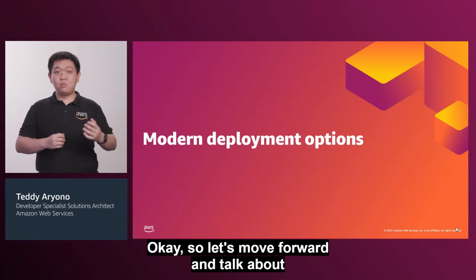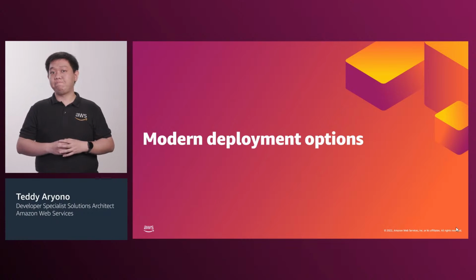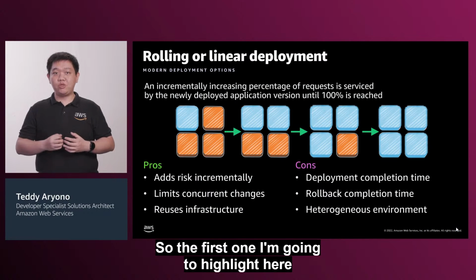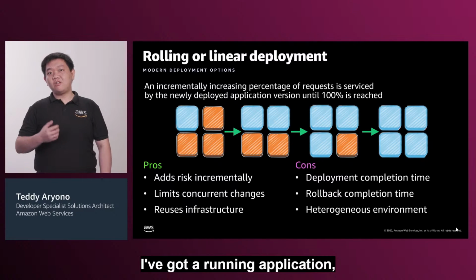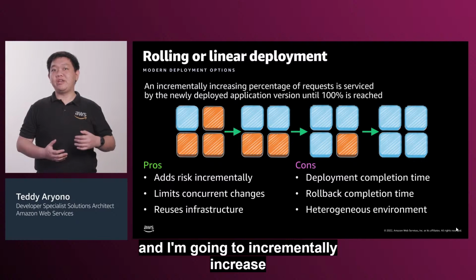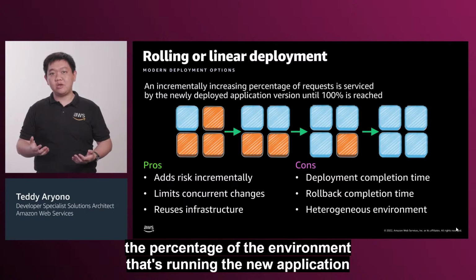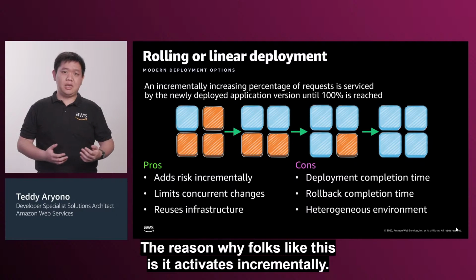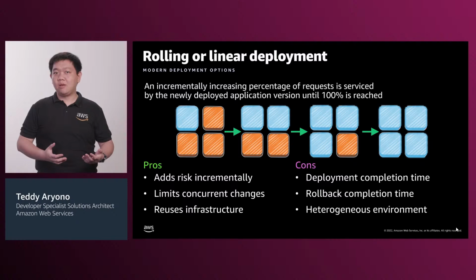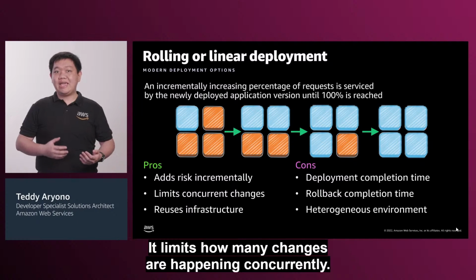Okay, so let's move forward and talk about what the actual options of modern deployment might be. The first one I'm going to highlight here is called rolling or linear deployment. I've got a running application and I'm going to incrementally increase the percentage of the environment that's running the new application in comparison to the old application. The reason why folks like this is it adds risk incrementally. We're going to be deploying to small units of infrastructure one by one. It limits how many changes are happening concurrently.